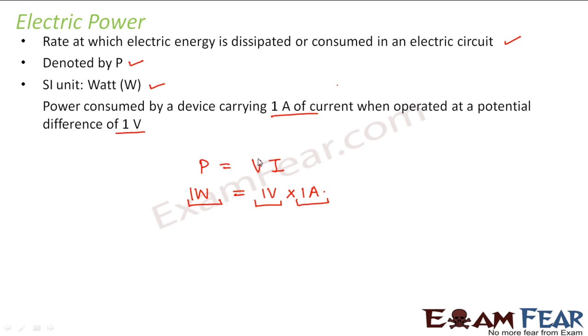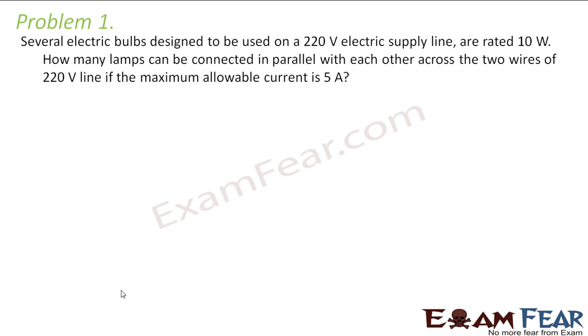Now applying Ohm's law, we can also write that power is equal to V square by R, or power is equal to I square R. Let us now try to solve a few problems based on whatever we studied so far.